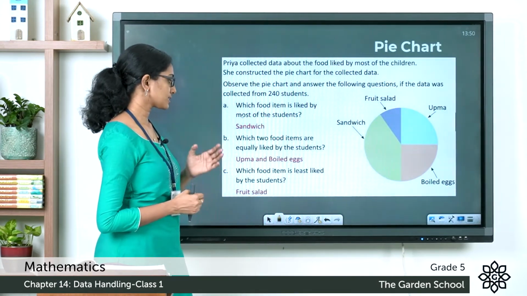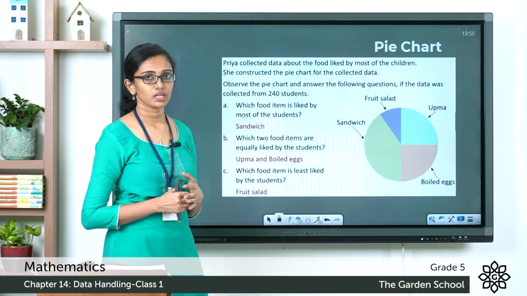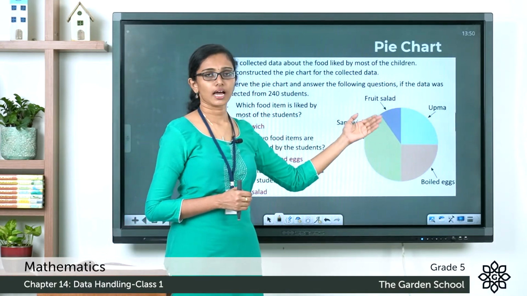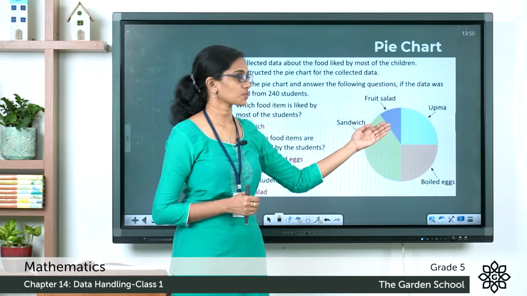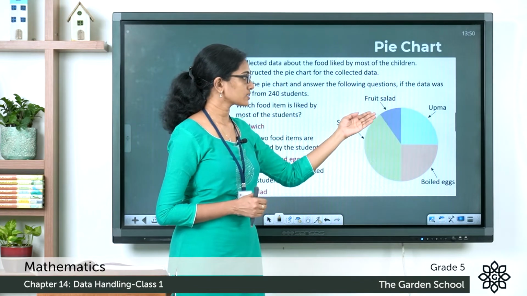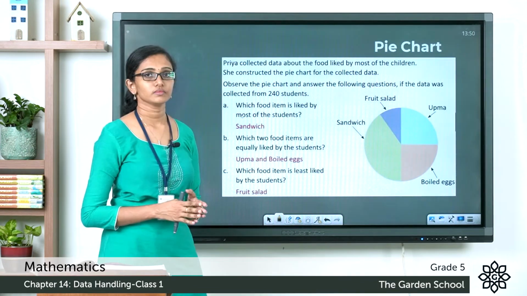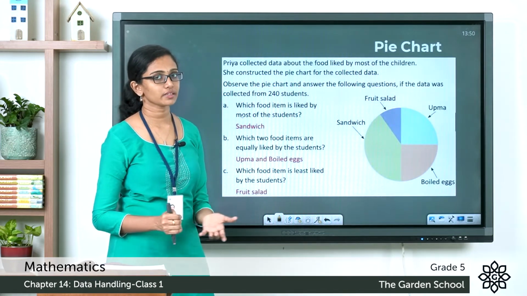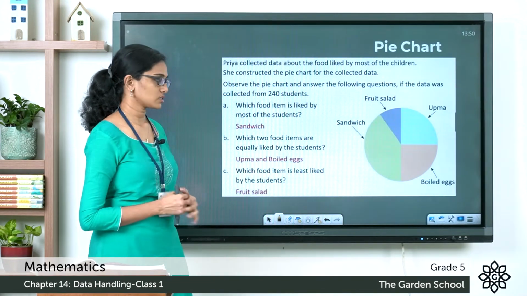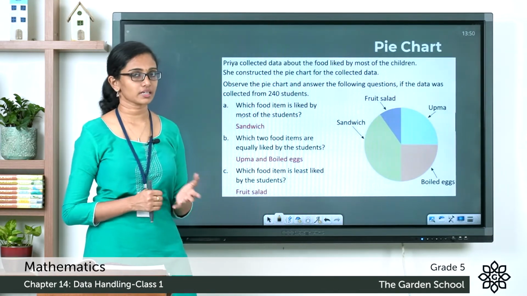Which food item is least liked by the students? It will be the sector having the smallest size or smallest angle. So you see fruit salad is the smallest sector here. So the food item that is least liked by the students is fruit salad. So I hope these questions and their answers are clear to you.